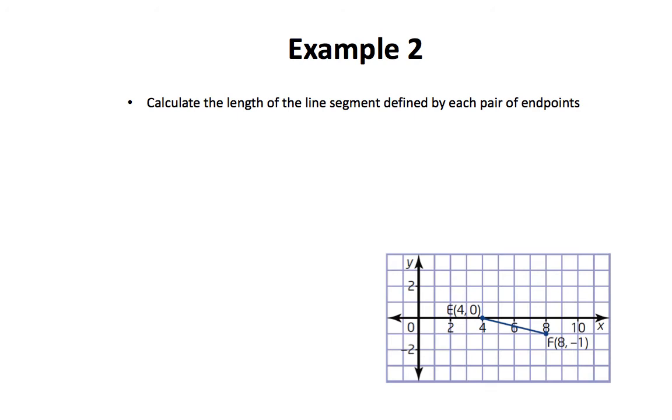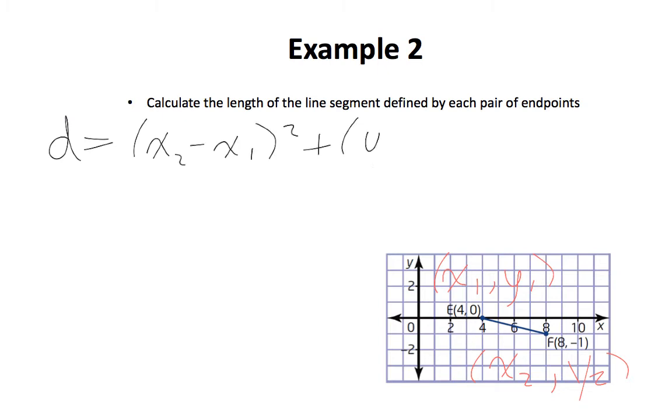In our second example, we want to calculate the length of the line segment defined by each pair of endpoints. I'm going to arbitrarily call point E point 1 and label this x1, y1, and I'm arbitrarily going to call point F point 2, so that becomes x2, y2. I'm going to begin by writing the equation for length of a line segment. Next, I'm going to substitute in my known values.